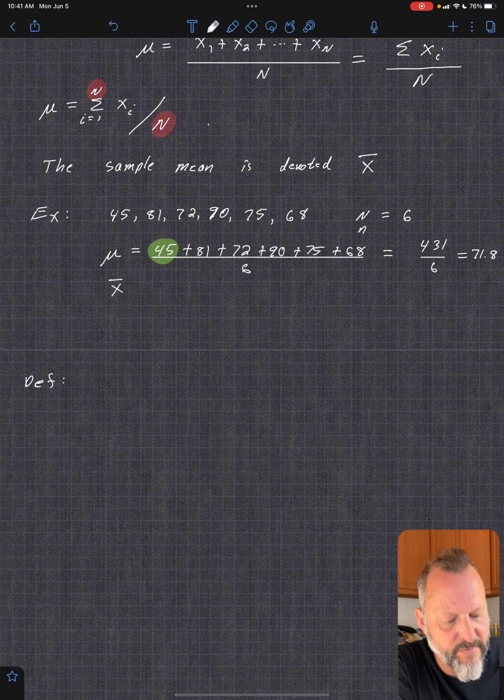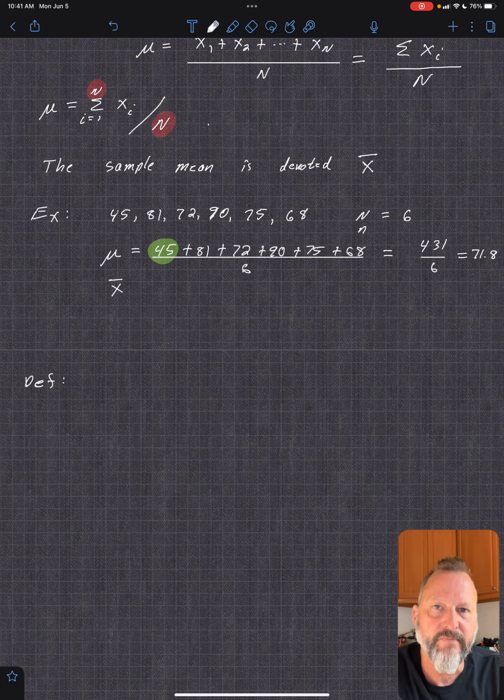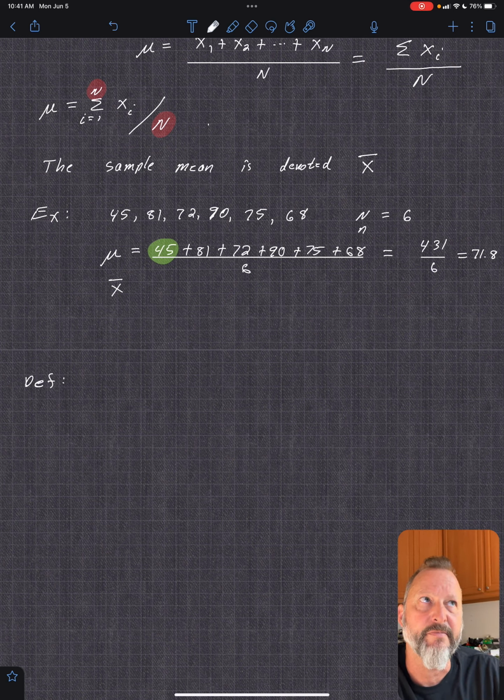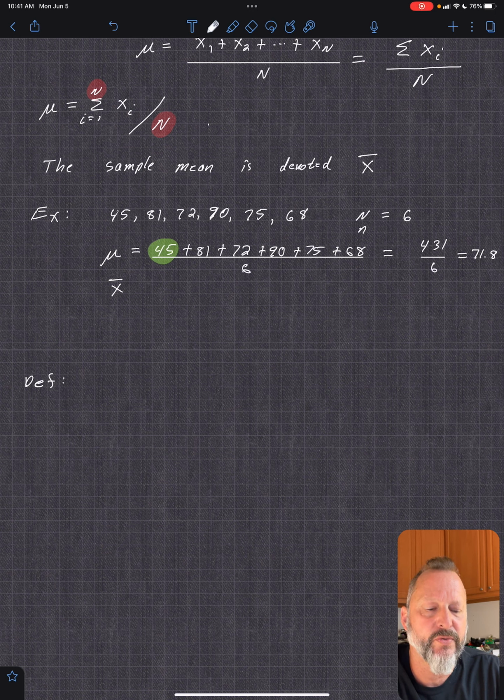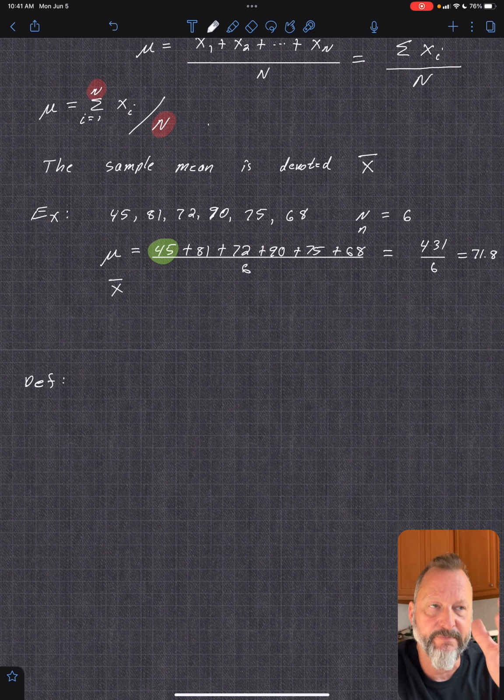When you look up the median, it is not as susceptible to outliers like that 45. The median is the central data point. So you add up all the numbers, it's the middle one.